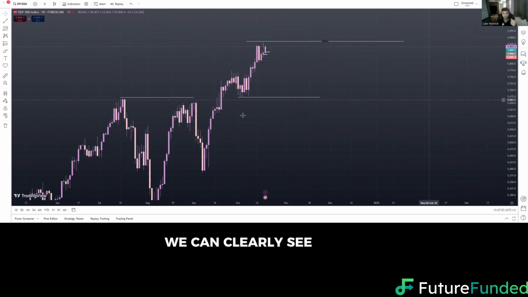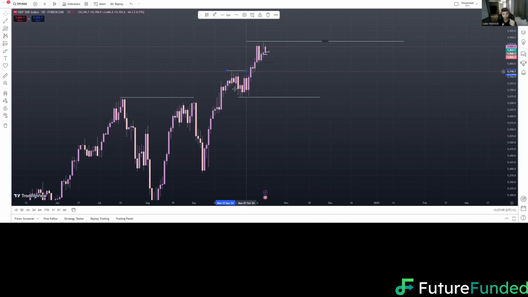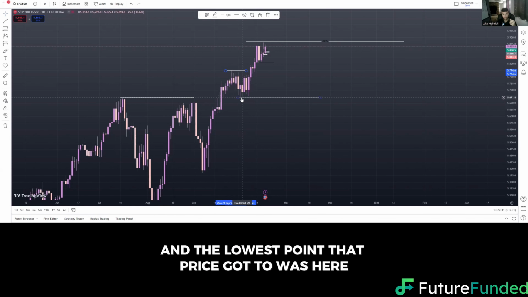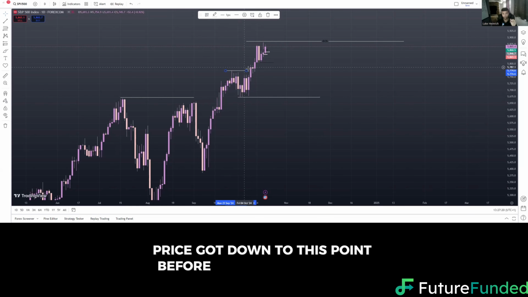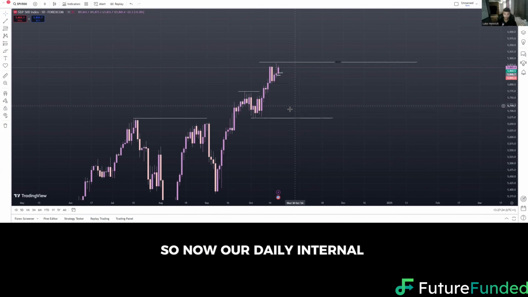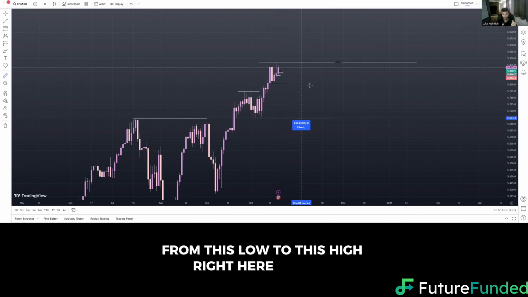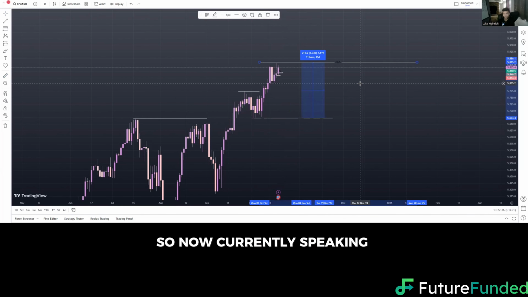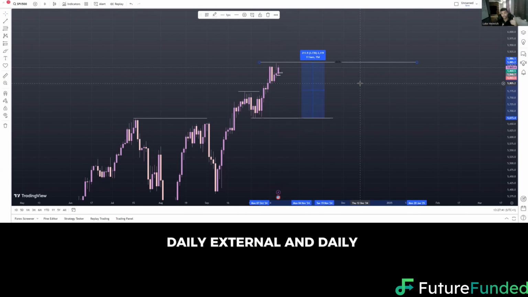But going down into the internal structure, the working range, which is everything that is happening right now, we can clearly see we've got a new high formed right here. And the lowest point that price got to was here before we created a new high once more. So price got down to this point before we broke structure and broke the high and created that new high. So now our daily internal structure is also bullish. And this is our daily internal range from this low to this high right here.